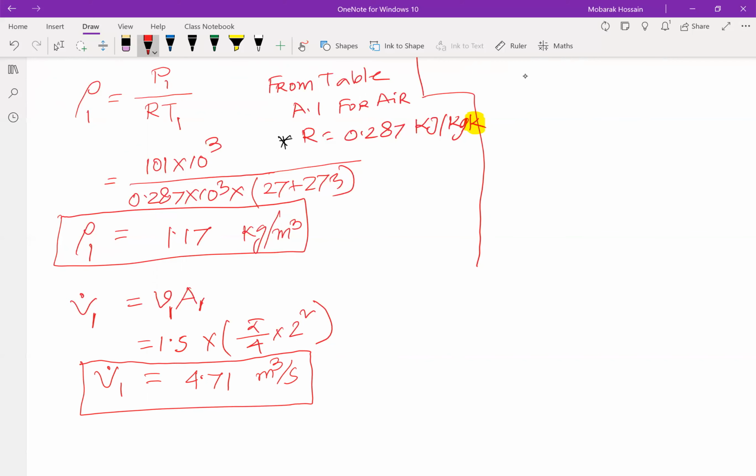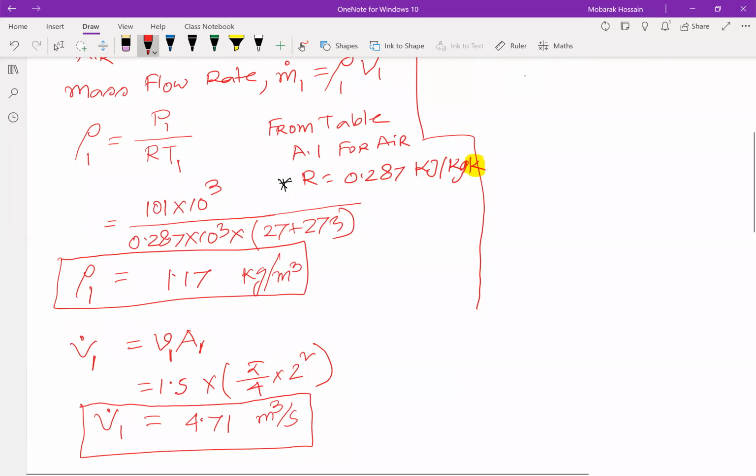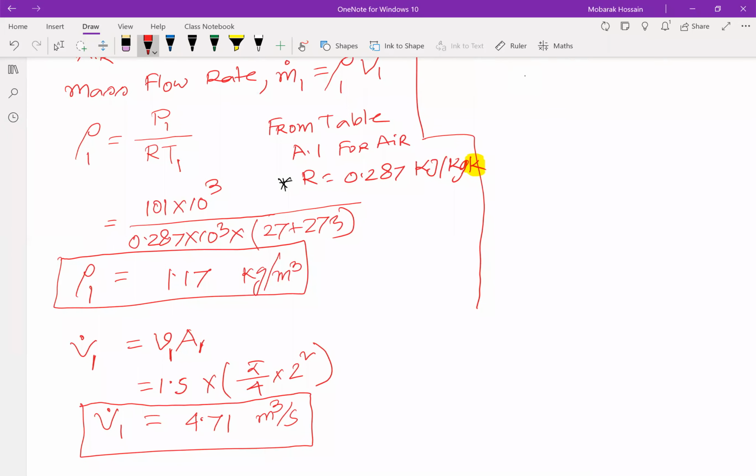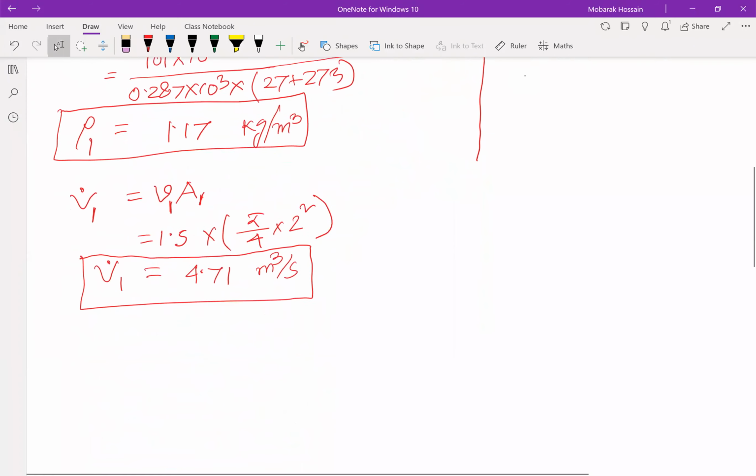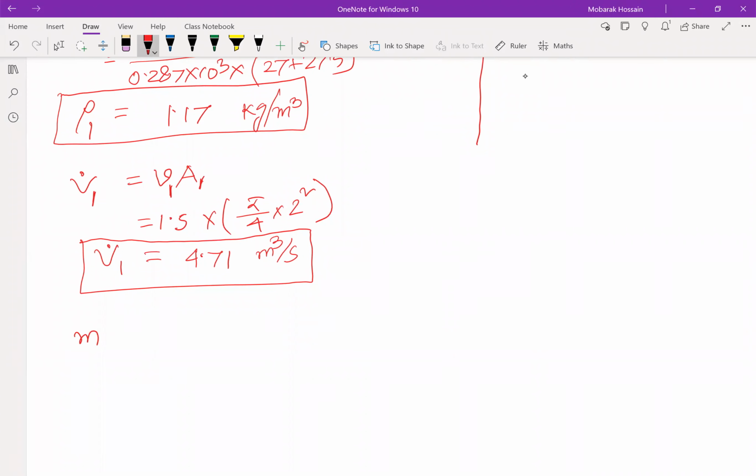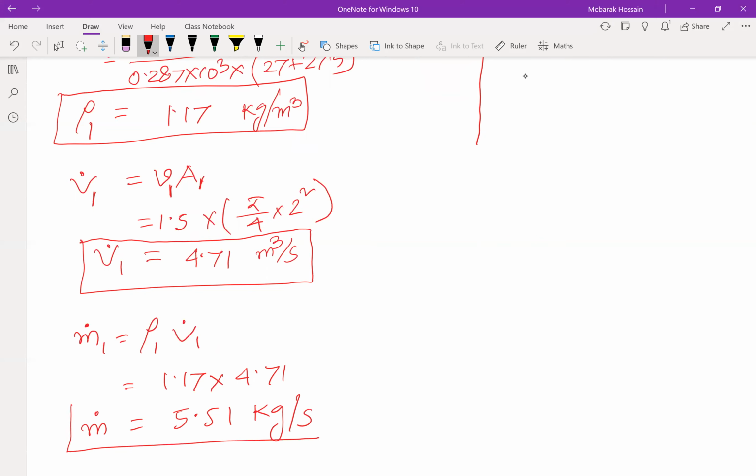Okay, now we have the required parameters for the mass flow rate at 1. We have the volume flow rate and the density, so we can find the mass flow rate. Mass flow rate at 1 is density at 1 times volume flow rate at 1, equal to 1.17 times 4.71, which equals 5.51 kilograms per second. So this is the answer for part A.